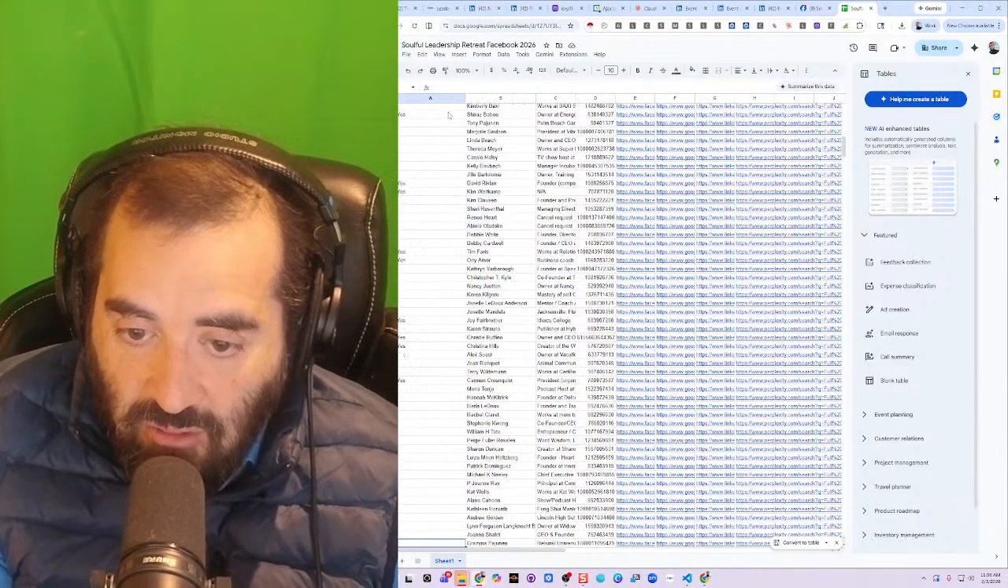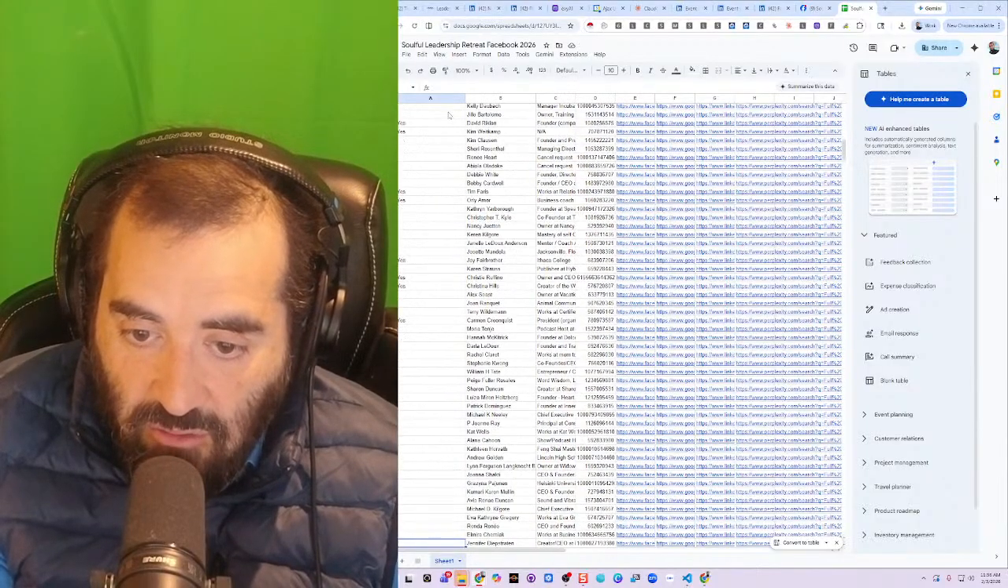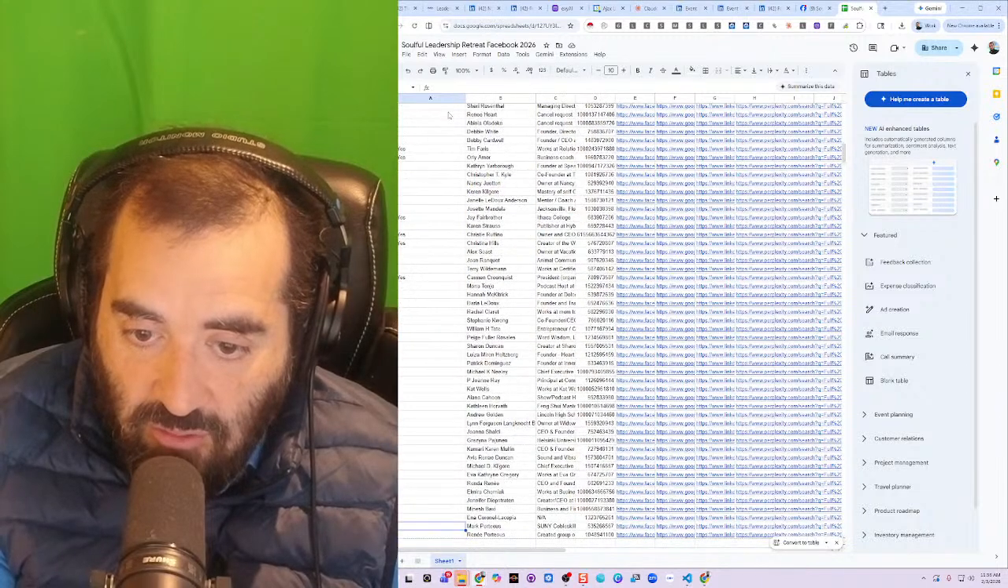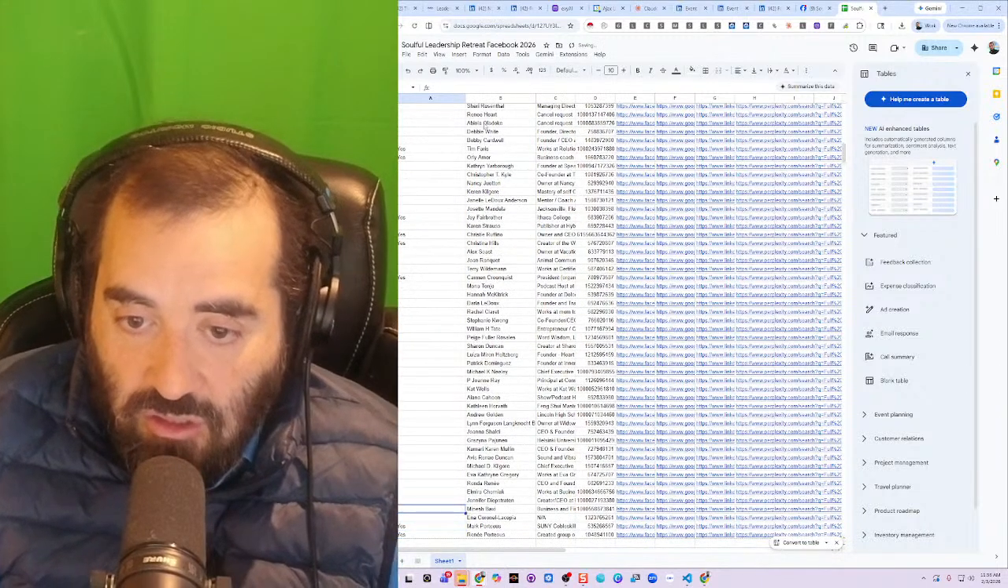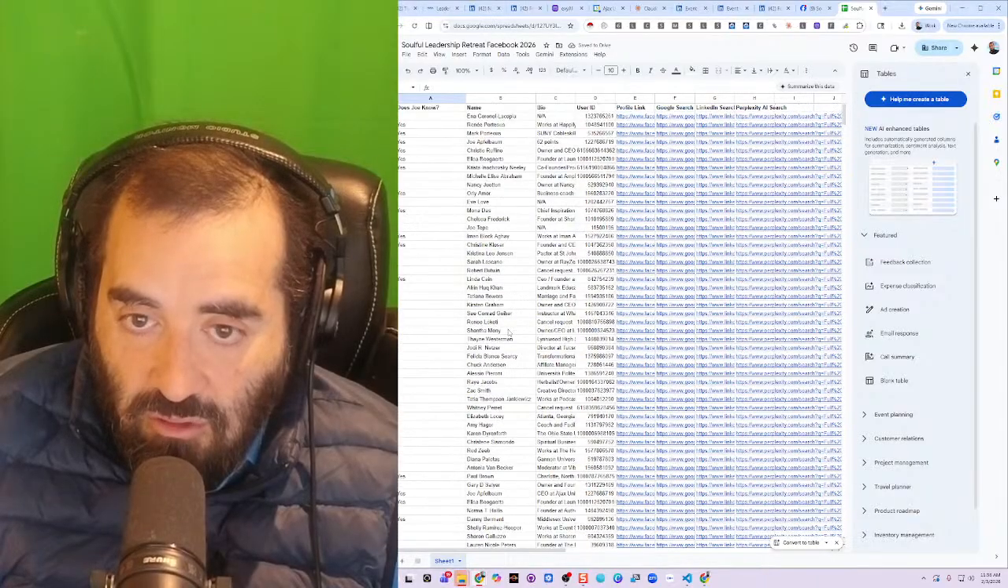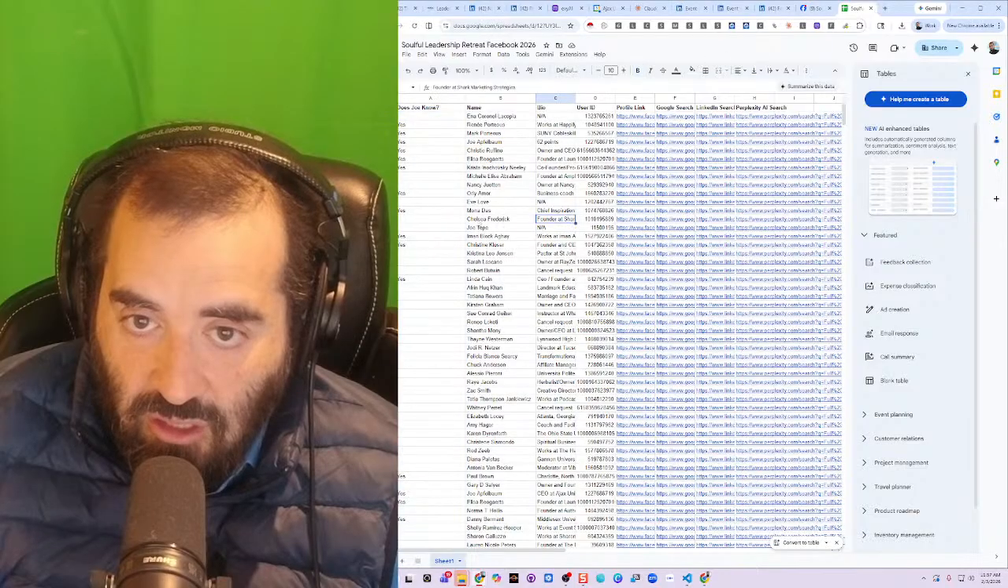Okay, so I'm going through the names one at a time to just identify who I know and who I don't know. And most of these people, Mark and Renee, I know. Most of these people I don't even know, but it looks like I do know. And there's duplicates, 29 people, and I have to remove the duplicates.